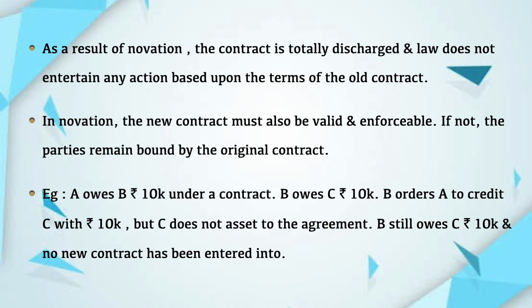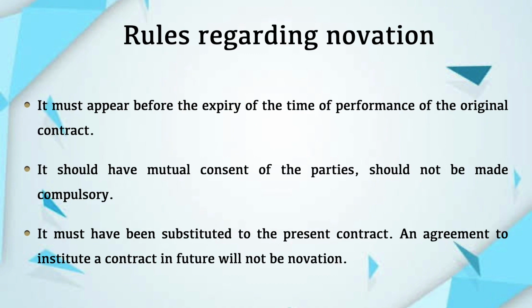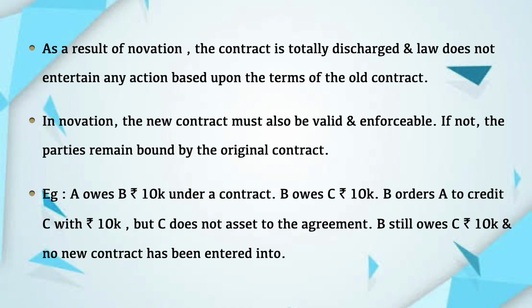But C does not assent to the agreement. Now what did we tell you? The first rule is what? The second rule was what? Mutual consent of the parties. Both the parties must agree to it. Now if C is the new party in the new contract, but C is not willing to enter into the contract or agreement with A, then you cannot recreate the contract. Is that clear? Novation does not come into this picture.